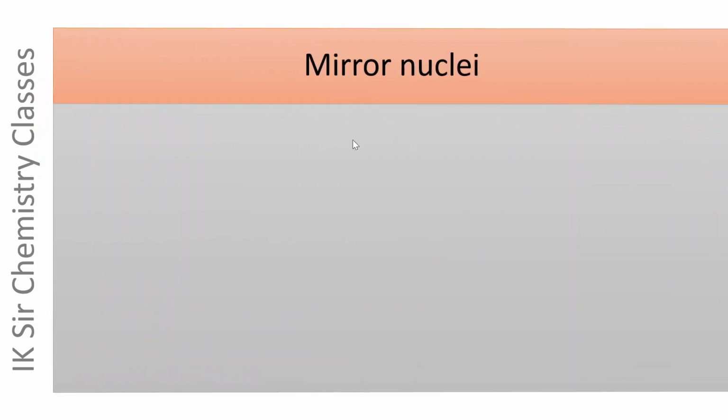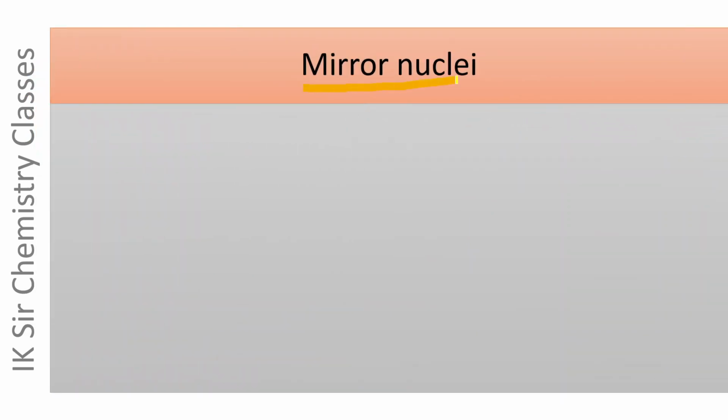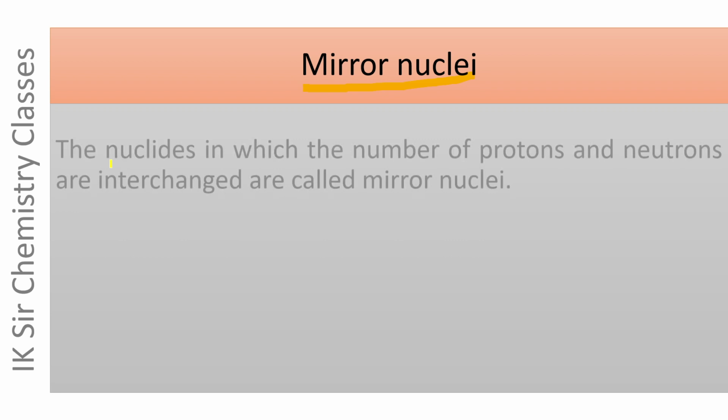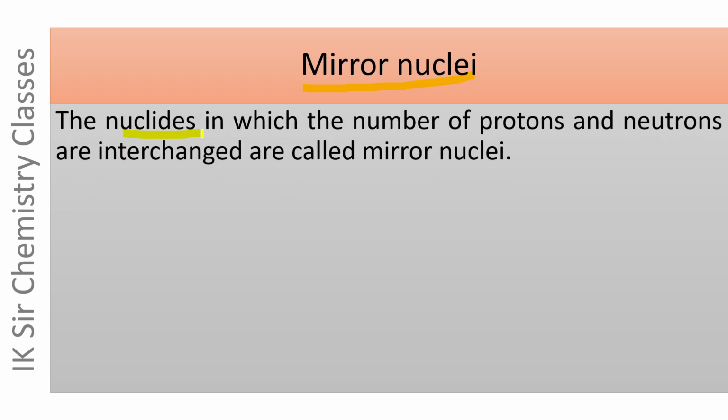And finally, let us see mirror nuclei. The nuclides in which the number of protons and neutrons are interchanged are called mirror nuclei. Let us illustrate with an example.